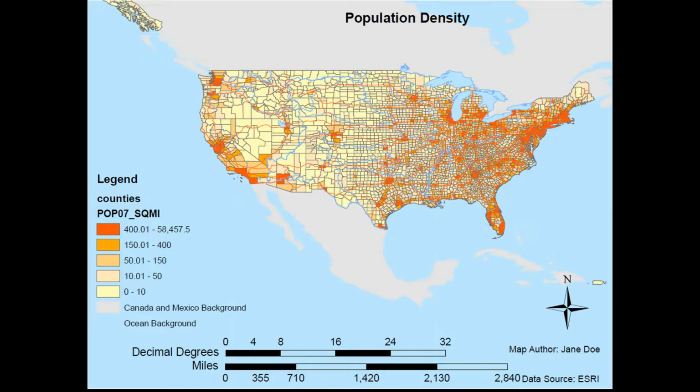Next, the description of the population density data is not well formed, and it provides the column name from the attribute table, which is not useful to the map reader. Instead of the word counties and pop07 underscore square miles, a more appropriate legend title would be persons per square mile.